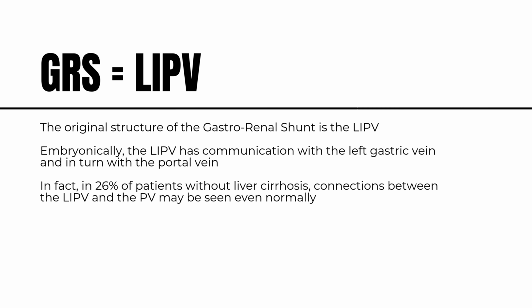Embryonically, the LIPV has communications with the left gastric vein and in turn with the portal vein. In fact, in 26% of patients without liver cirrhosis or without signs of portal hypertension, these connections between the LIPV and the portal vein may sometimes be seen even normally.